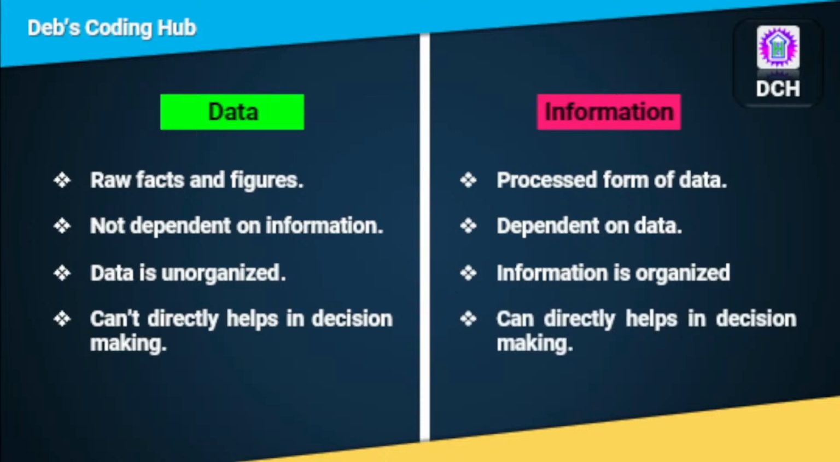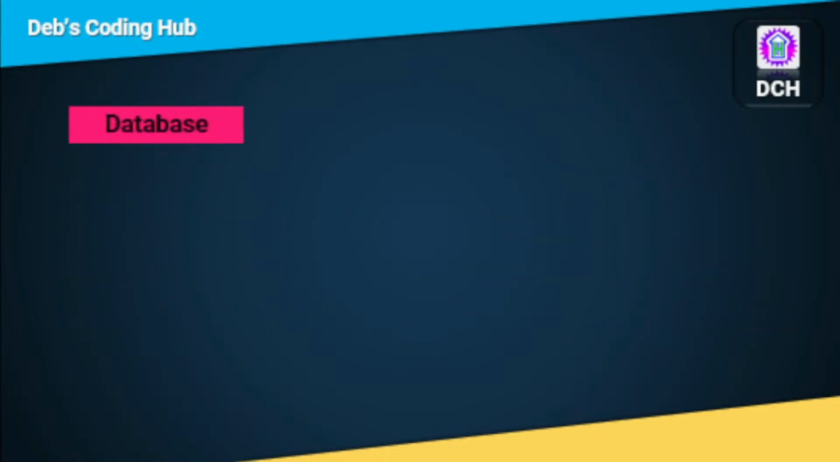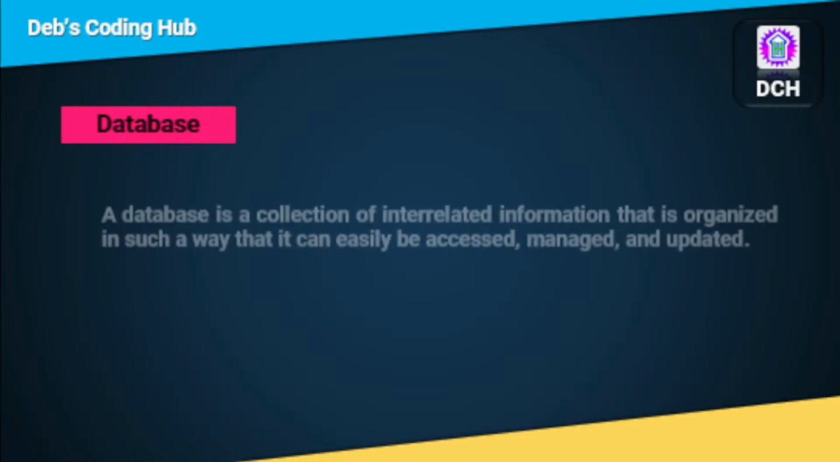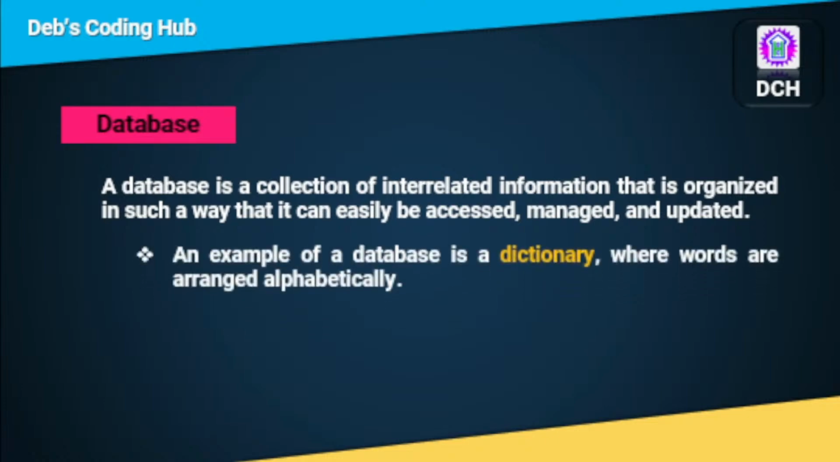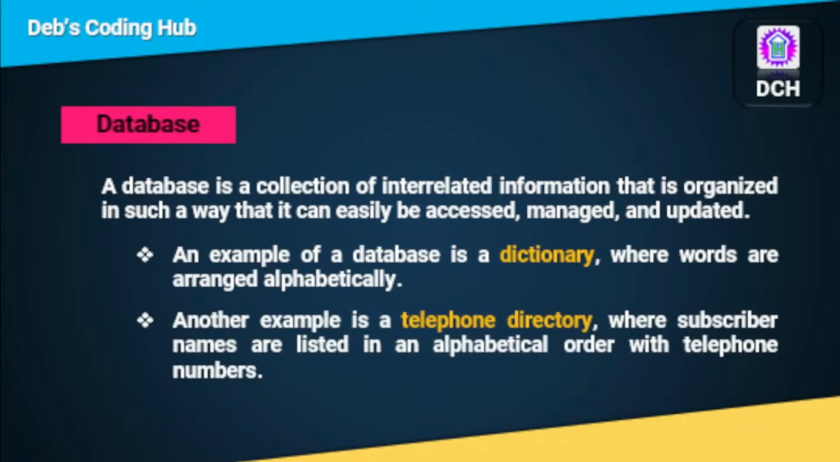Let us move on to the next topic, database. A database is nothing but a collection of interrelated information that are organized in such a way that it can easily be accessed, managed, and updated. An example of a database may be a dictionary where words are arranged alphabetically. A telephone directory can also be an example of a database where subscriber names are enlisted in alphabetical order along with the telephone numbers they have.